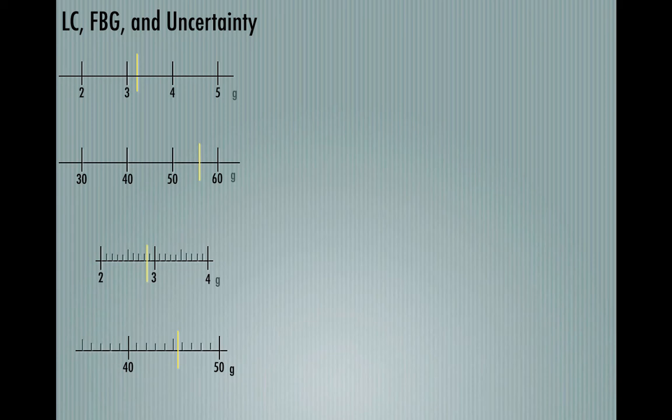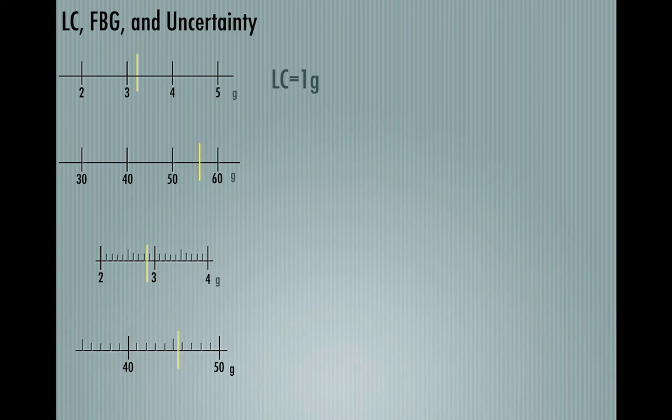Okay, so in this first scale, where we have 2, 3, 4, 5, they're all in grams. So the first thing I'm going to do is figure out the least count. So what did you come up with for that? 1 gram, because 5 minus 4 is 1, and 4 minus 3 is 1. So no matter what tick marks you subtract, you're going to get the same answer. All right, now what about first best guess? Well, it's clearly more than 3. It's somewhere between 3 and 4, but it's certainly less than halfway in between 3 and 4.